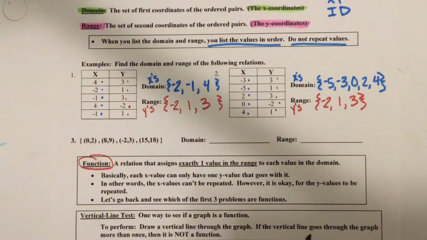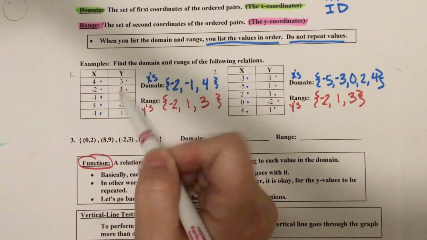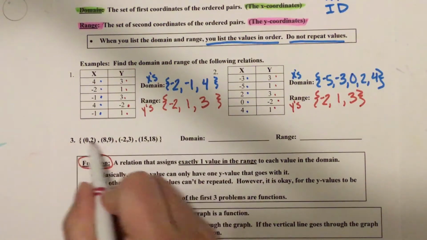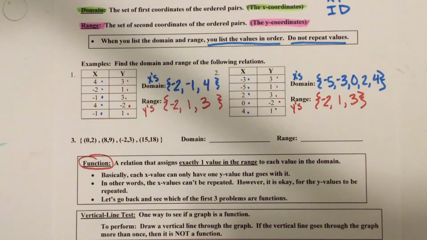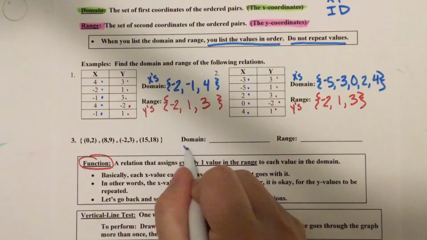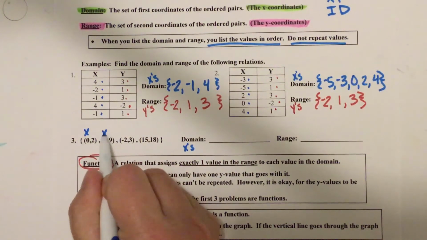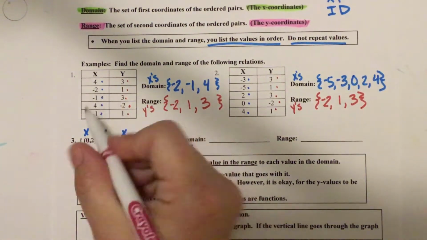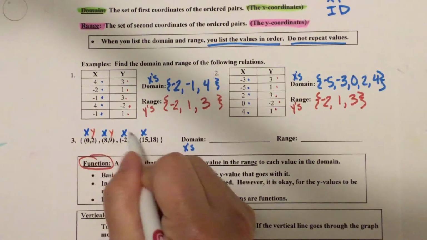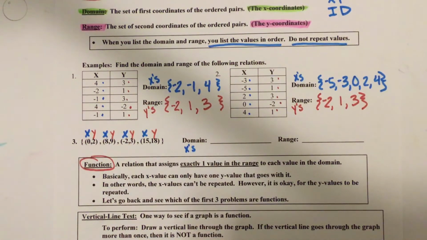Okay, so number 3 is another way of writing a relation. This was using a table, and then this is just listing out a set of ordered pairs. So the relation is still doing the same thing. The domain are the x's, and remember the x's are the first number in the ordered pair. The y's are the second number in the ordered pair. So just like in the alphabet, X comes before Y.